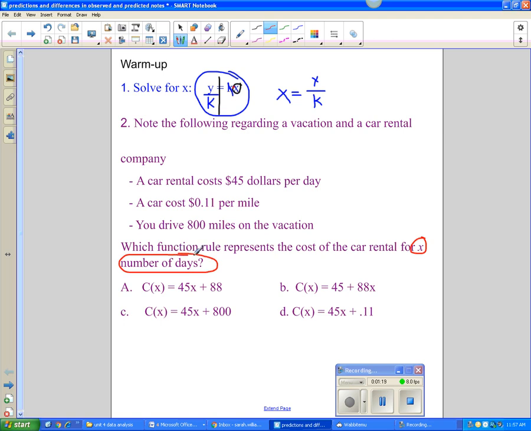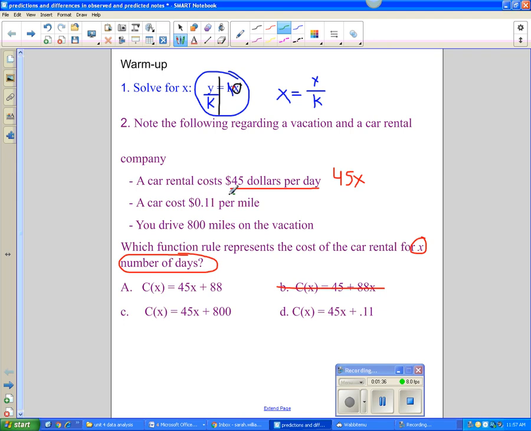Well, what do they tell you about days? It's $45 per day. So that has to be 45x. So which answers don't have 45x in them? Well, B is the only one, but we can at least get rid of that one.